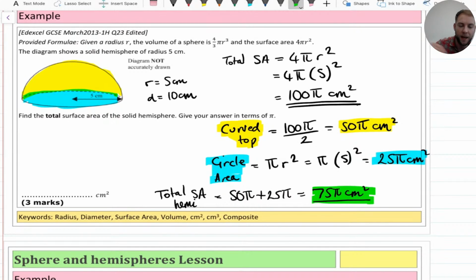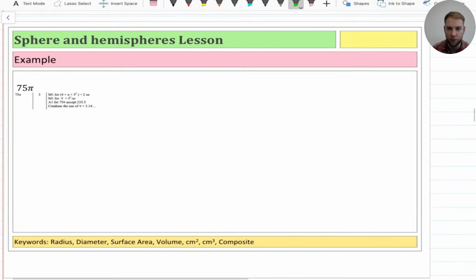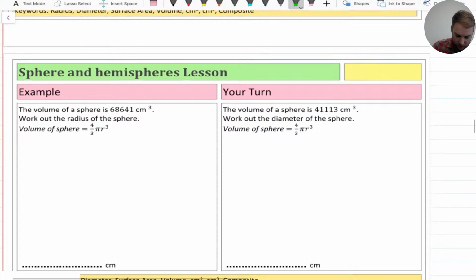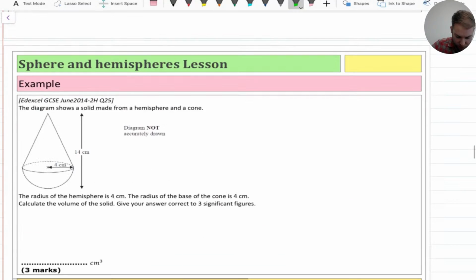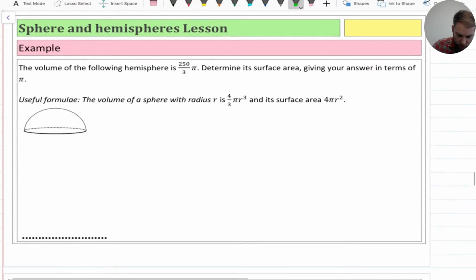So there's that question. Pop your hand up if you got that down. Brilliant. Super. All right, so there's your answer, 75 pi. Brilliant, you got that right. Okay. We've got a couple more questions to go through, and then we've got some ones which are a little bit trickier.